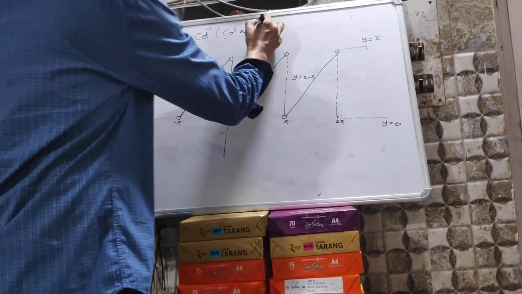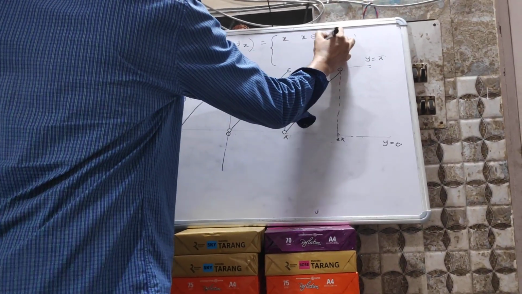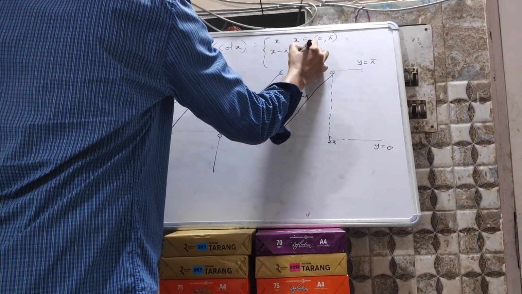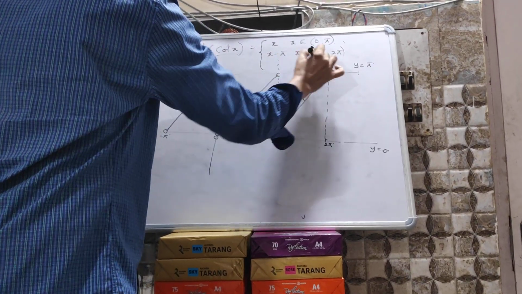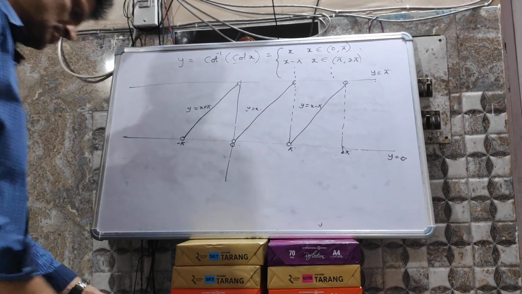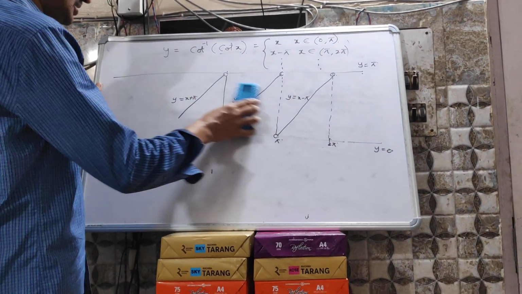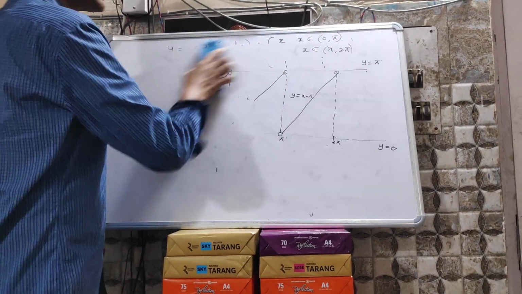So cot inverse of cot x, what is the value? x when x belongs to (0, pi) and x minus pi when x belongs to (pi, 2 pi). Like this you can continue for all other intervals. Clear, students? Now moving to secant inverse secant x and cosecant inverse cosecant x, the other two graphs.